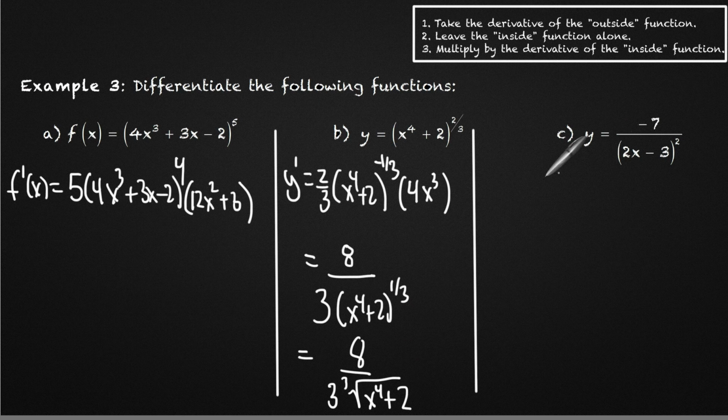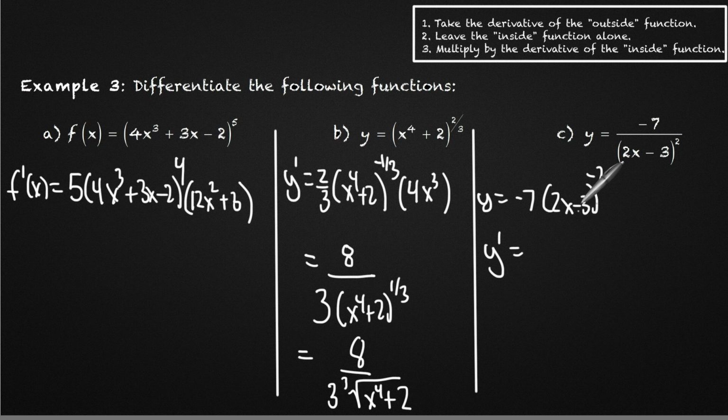All right, let's look at this third one here. Here, we don't want to use the quotient rule because we can move this denominator up to the top. So we're going to rewrite this to be negative 7, 2x minus 3 to the negative 2. Now we're going to take the derivative. We're using the chain rule.